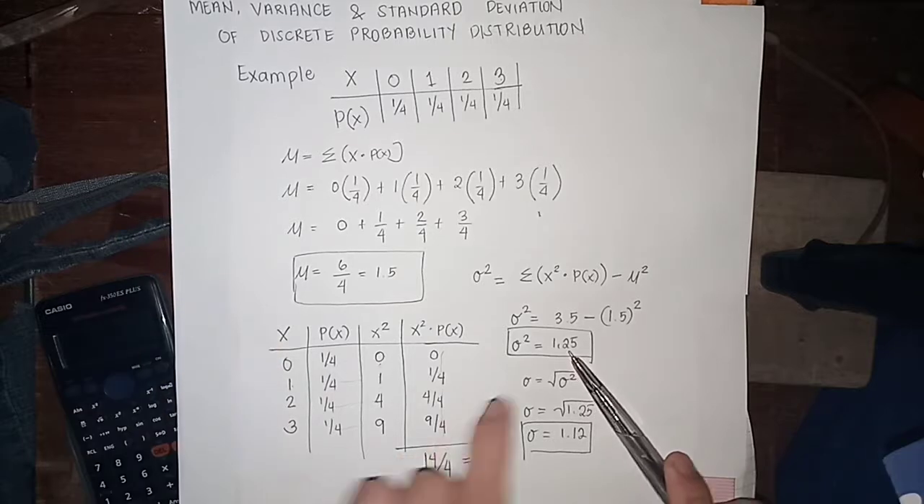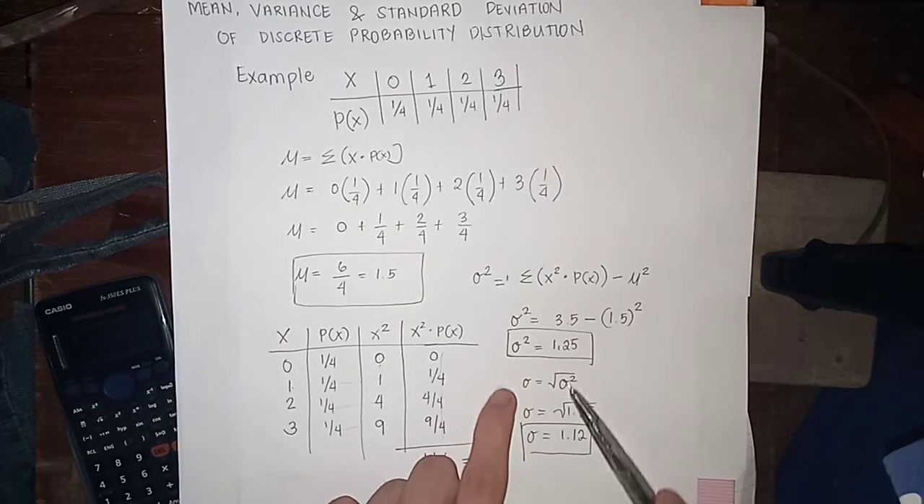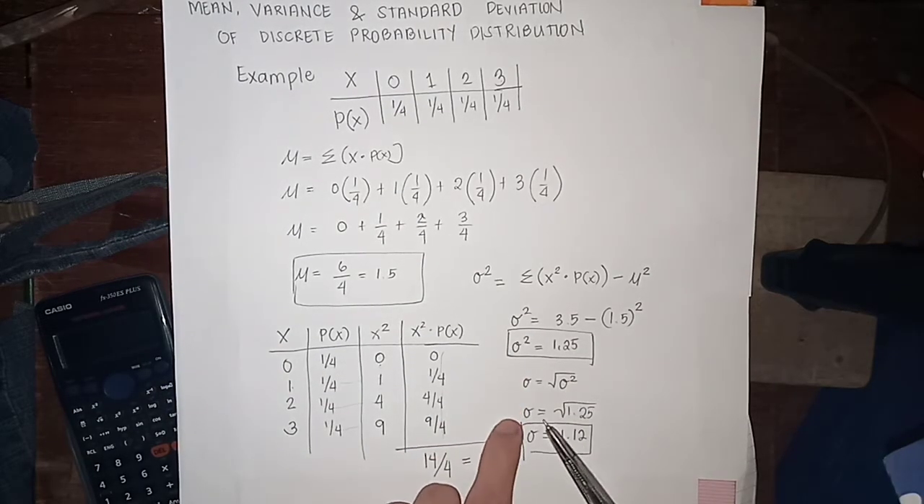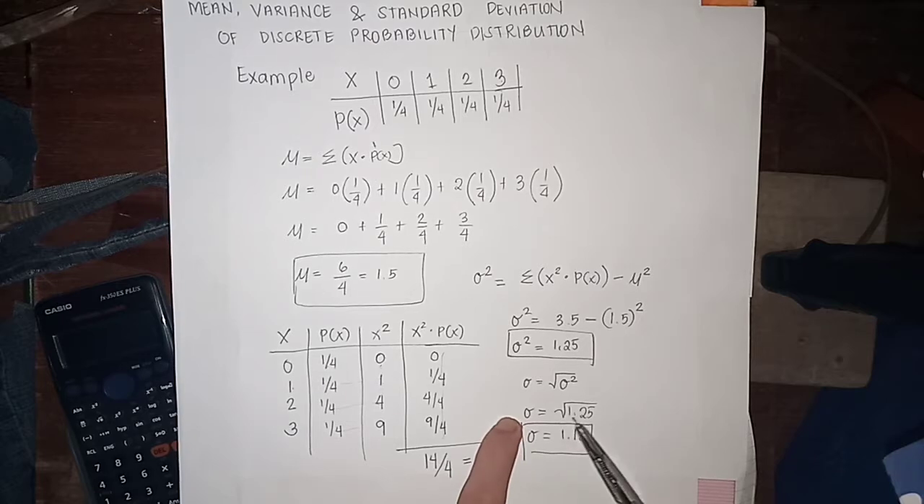Sa pagkuha naman ng standard deviation is just the square root of the variance. So, standard deviation is equal to square root of 1.25, and that is 1.12.